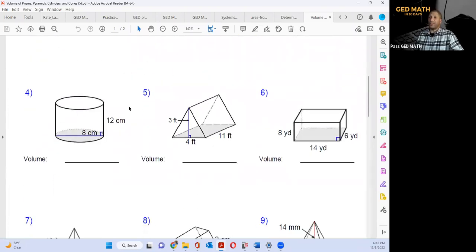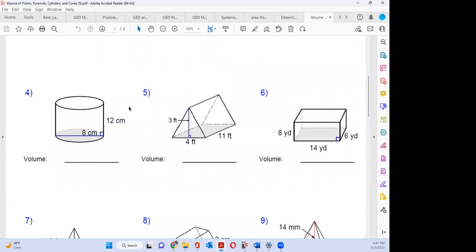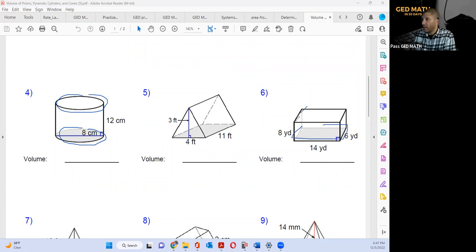So number 5 is a triangular prism. If you notice on number 5, they are shading the base of it that looks like a rectangle. This is how you think of the base. If it doesn't come to a point, the same thing should be on the other side. So I've got a circle here, a circle here, a rectangle here, a rectangle here, a triangle here, a triangle here. So the triangle is my base.